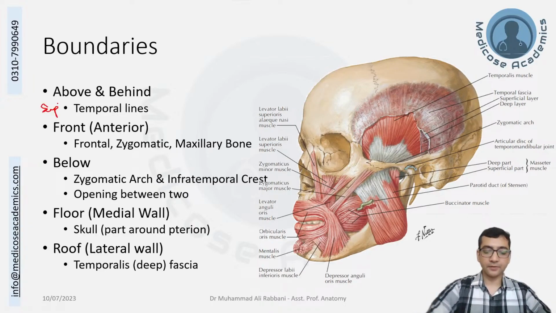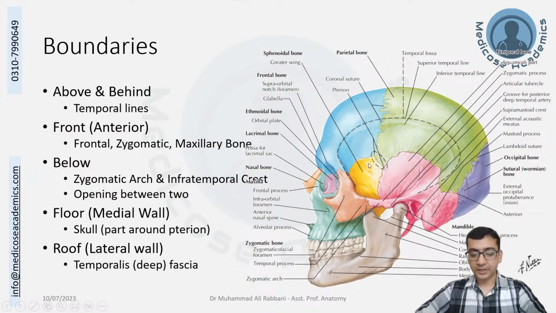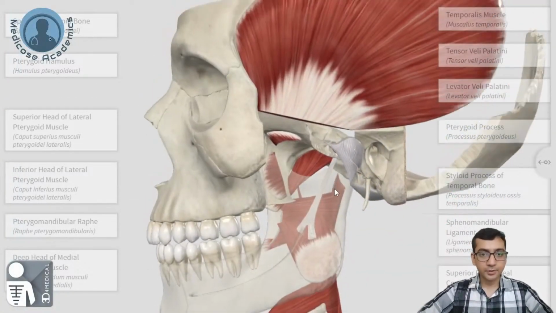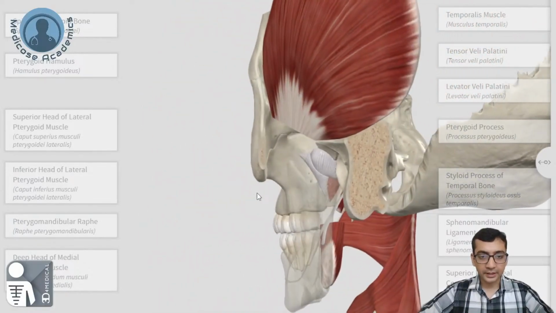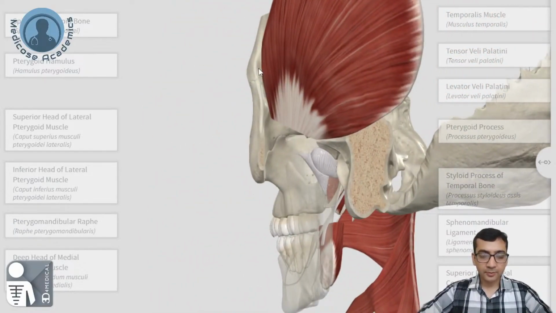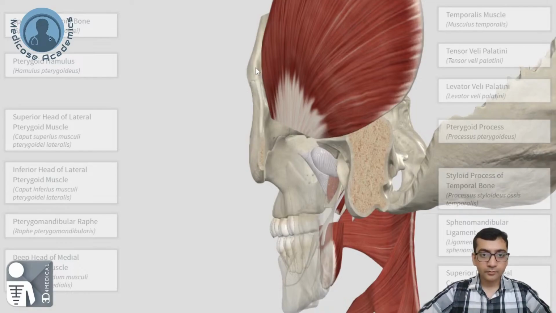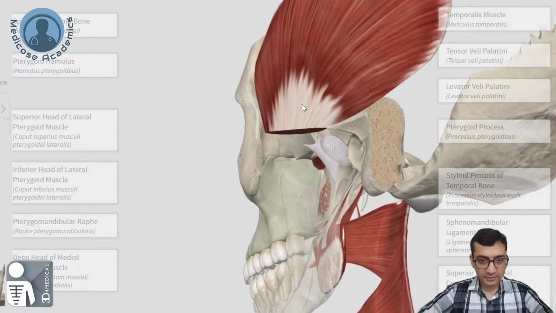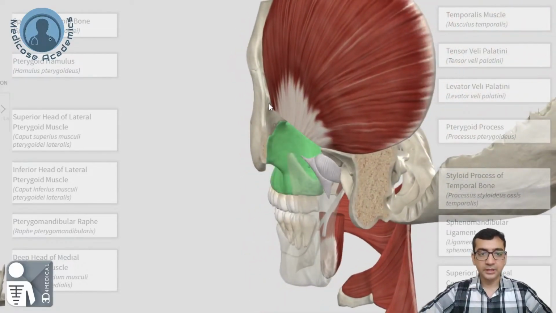Then in front there are the bones. There is the frontal bone right here and the zygomatic bone right here. And if we are able to look a little down, there will be the maxillary bone. Let me show you here. So here you can see in the front there will be frontal bone, there will be zygomatic bone, and there will be a little part of the maxillary bone also, but very little part. The major part will be the rest of the two bones, the zygomatic bone and the frontal bone.